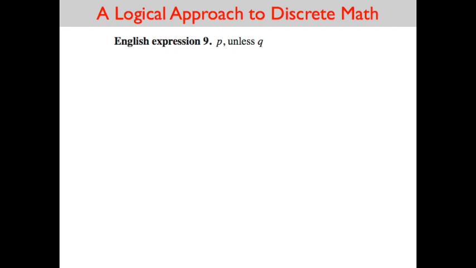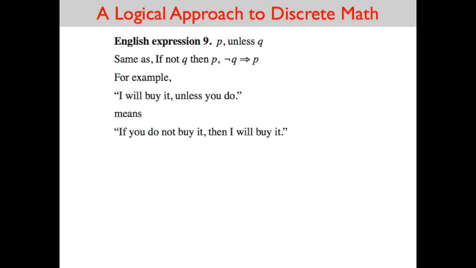So not Q implies P. Yeah, very good. It's if you don't buy it, I will. Right? Are you with me? So same as not Q implies P. I will buy it unless you do means if you do not buy it, then I will. Are you with me on this? This is a little more complicated now. Are we good? Okay, and here's another one.